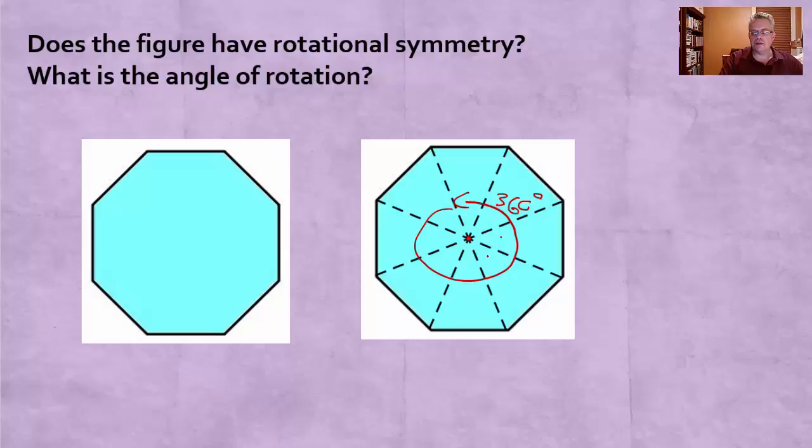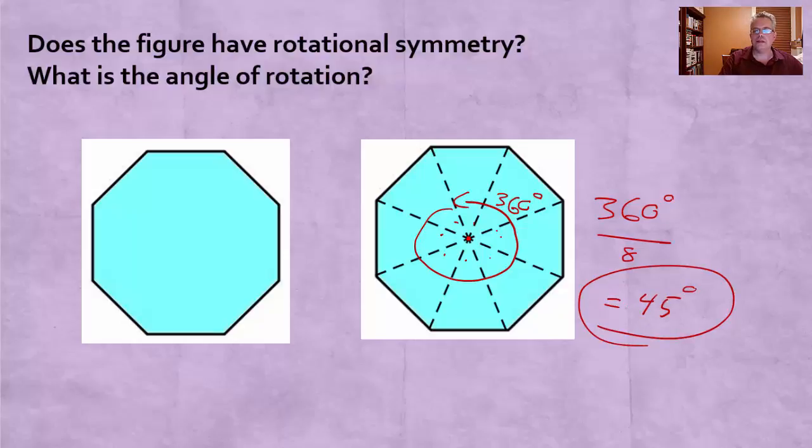There are 8 angles around here. 1, 2, 3, 4, 5, 6, 7, 8. So each angle would be 360 degrees divided by 8, which is 45 degrees. We had that one below. So that's the angle of rotation for the octagon.